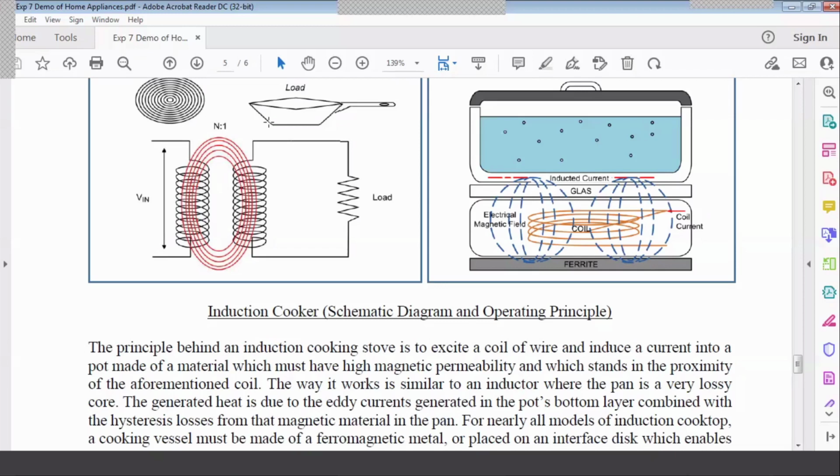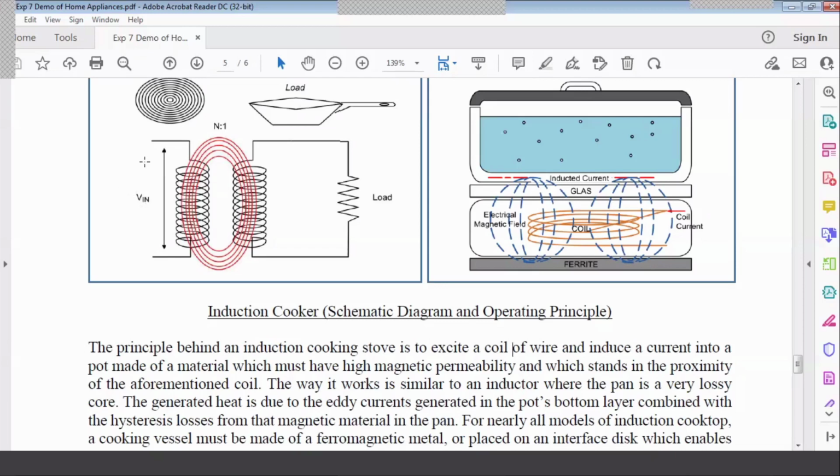So now what will happen here? There is a turns ratio N ratio 1 for these coils. V in means the voltage supply we are giving. So what voltage supply will we give? We will give 230 volt AC, single phase in our home. We will connect the plug to our switchboard, right? And we will give 230 volt, 50 hertz single phase supply to this induction cooktop, right? So this coil is at the side of the supply and this is at the side of the load, right? What is the load? Your utensil.